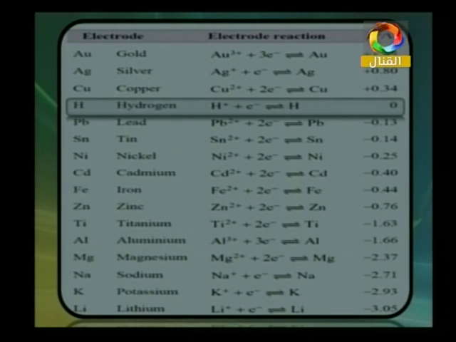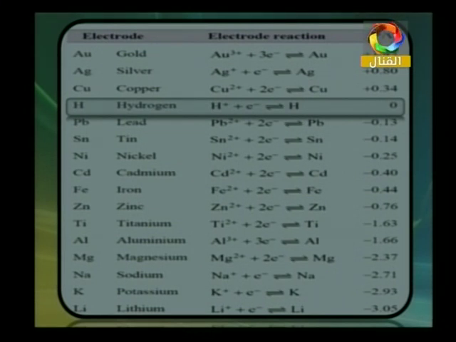So here we have some kind of electromotive values of what? Of the element, electromotive potential. This is the potential of the energy, potential of what? Of these elements. So after hydrogen we have lead.